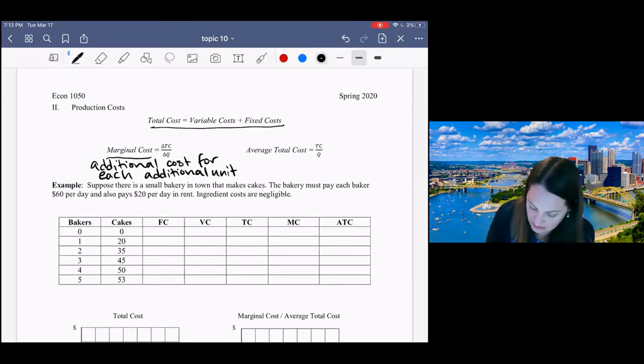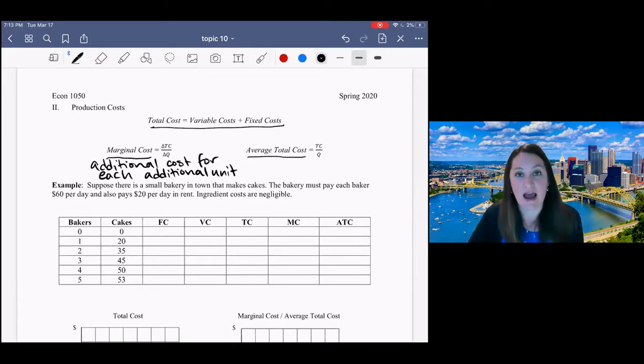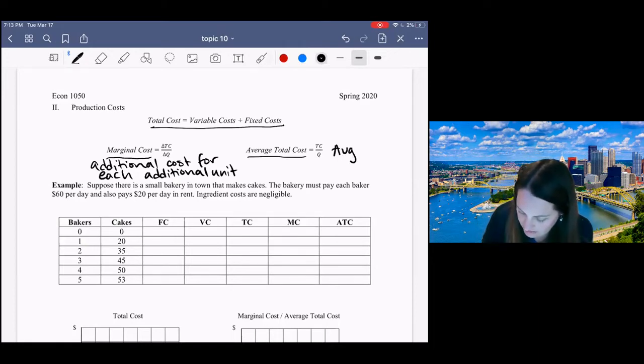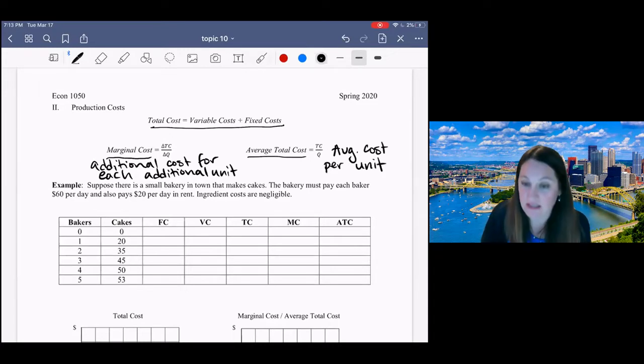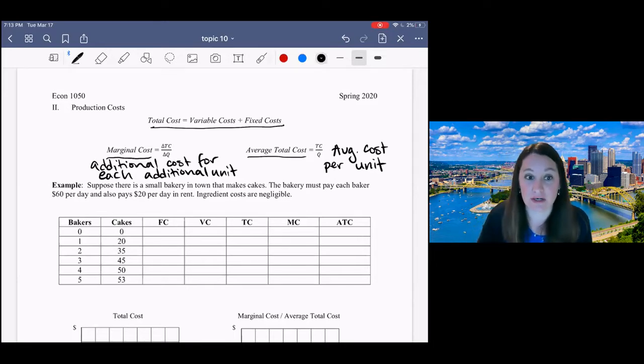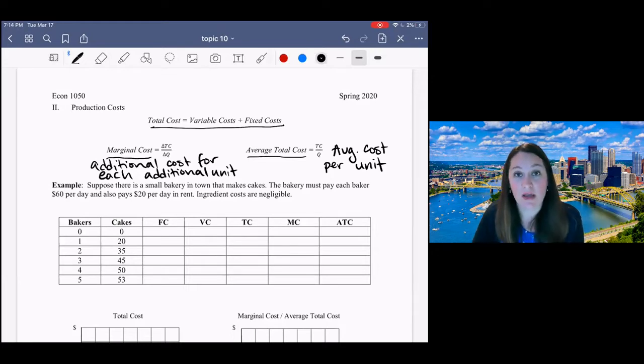And we want to draw a distinction between marginal cost and average total cost. Average total cost is the average total cost across all of the units being produced. Okay, so this is the average cost per unit. All right, whereas marginal cost is going to be the additional cost associated with one additional unit of production. All right, so we'll see how to calculate these now in an example that's got some numbers.